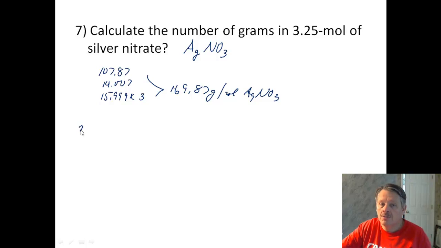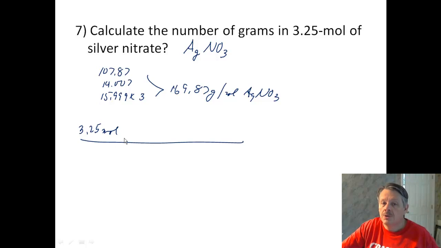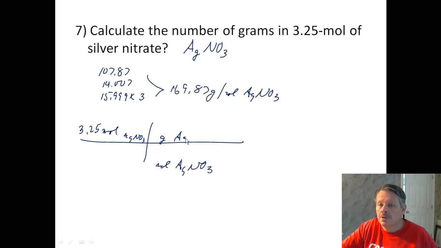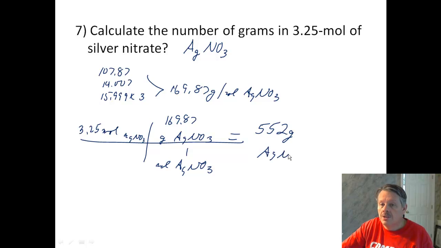I now have to convert from 3.25 moles of AgNO3, and I get rid of moles of AgNO3, and I go to grams of AgNO3, and I realize that for every mole of AgNO3, I have a mass of 169.87 grams. So I multiply these together, and I get 552 grams of AgNO3. All right, so let's keep going.